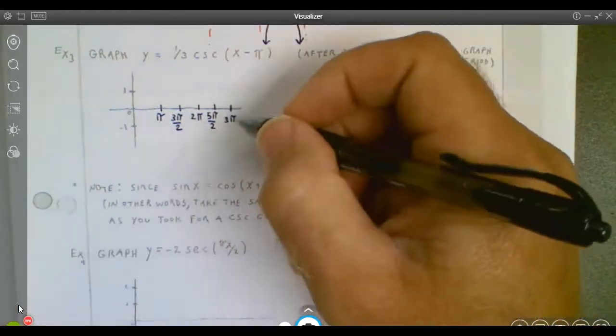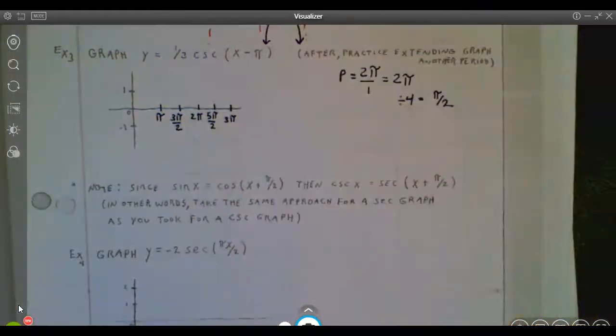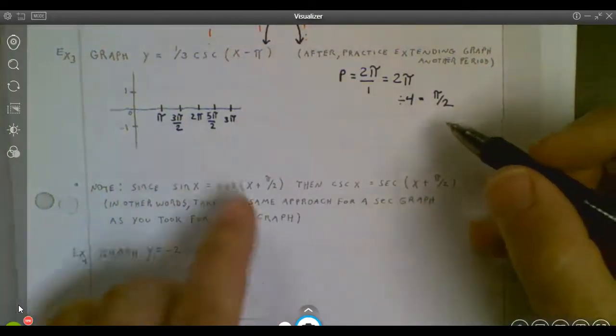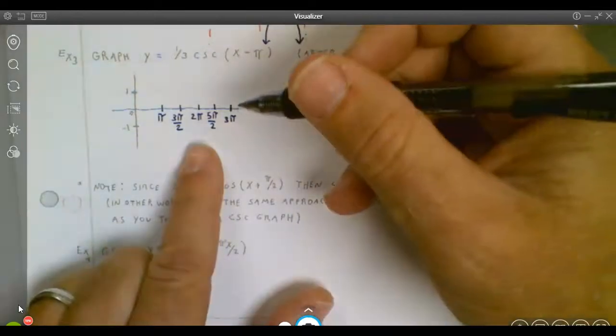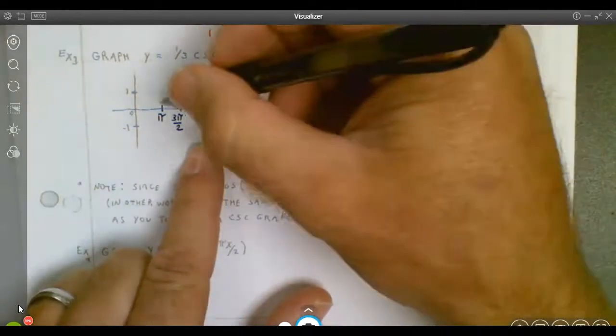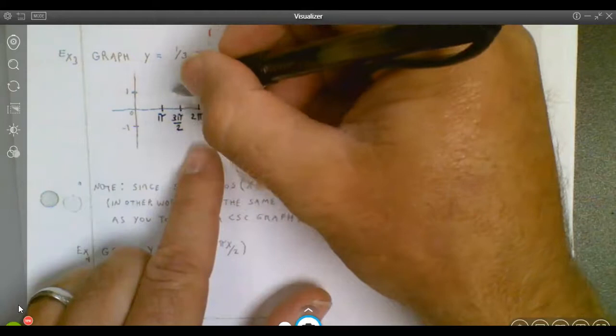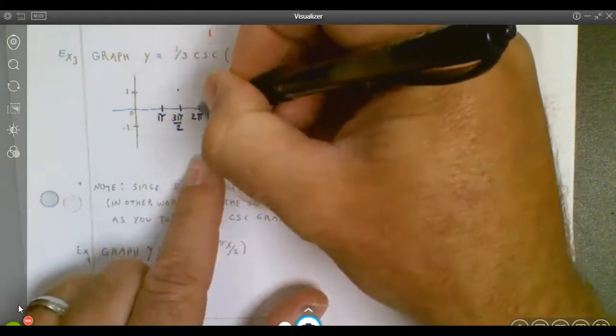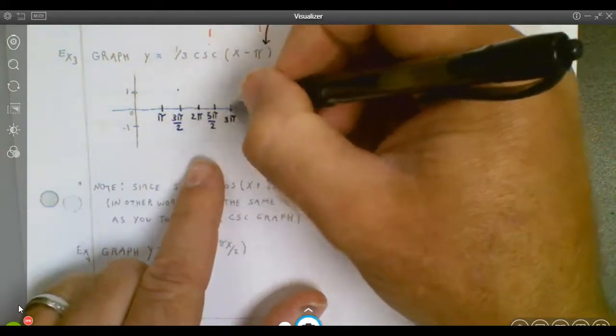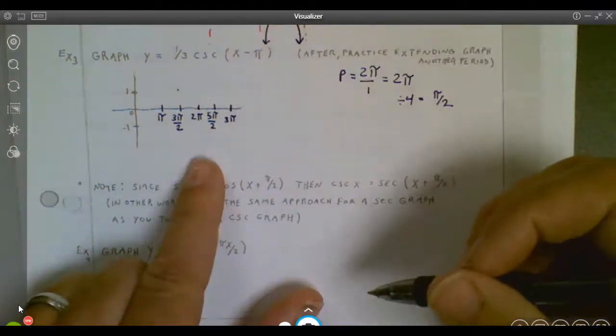Add another one, you'd be at 6 pi over 2, which is 3 pi. So there's my 5 key x values. So for this one, we know the basic sine graph would start at 0. It goes amplitude, 0, lower amplitude, back to 0, right? That's what the sine graph would do.